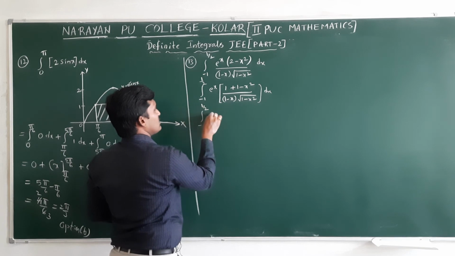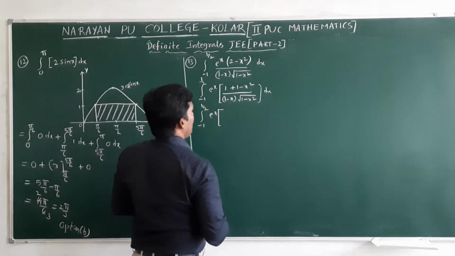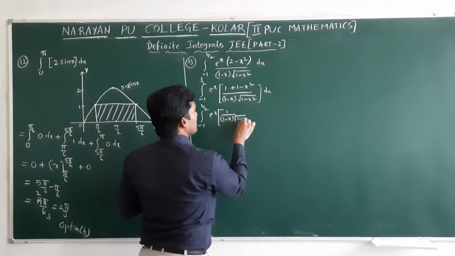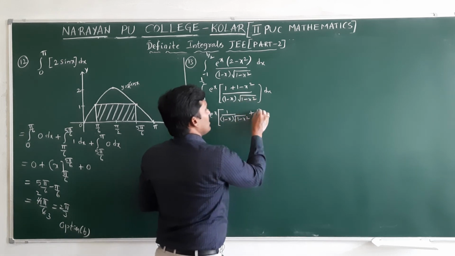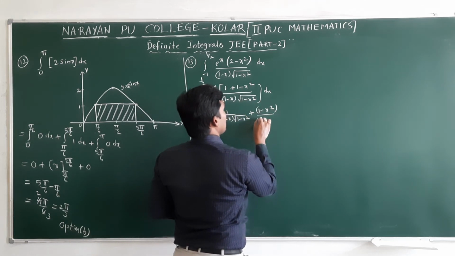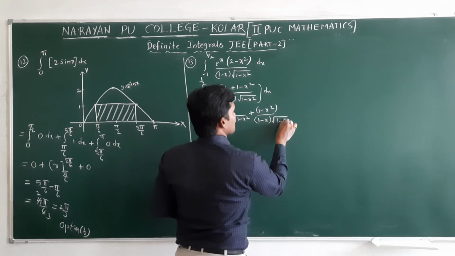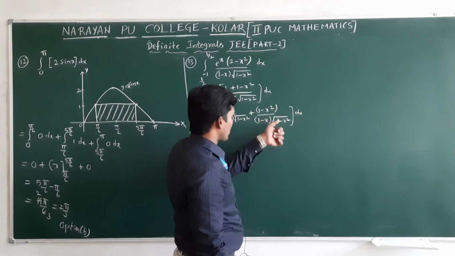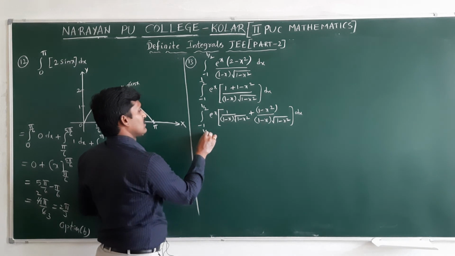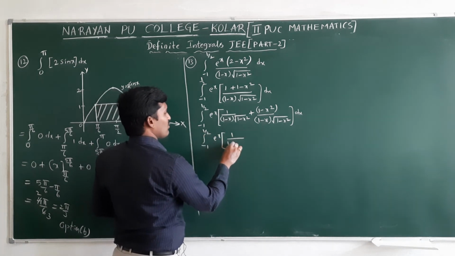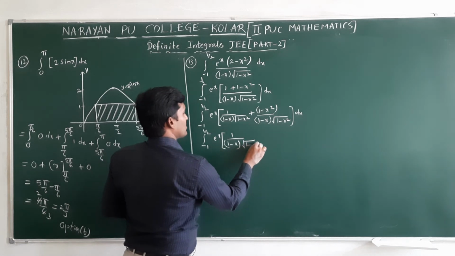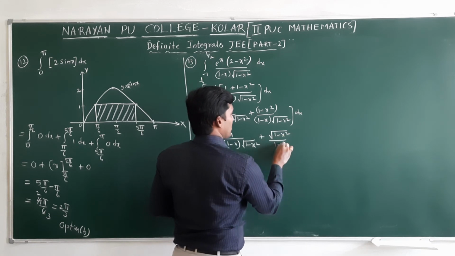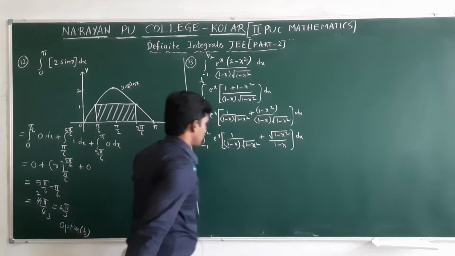Integral from minus 1 to 1 by 2 of e power x into, now if we divide the denominator, what will we get? 1 by (1 minus x) into root of 1 minus x square, plus (1 minus x square) by (1 minus x) into root of 1 minus x square. This is like x by root x, because both are the same terms, but here without root, here with root. It will be simplified to e power x into 1 by (1 minus x) into root of 1 minus x square, plus, if we simplify, root of 1 minus x square by 1 minus x, into dx.